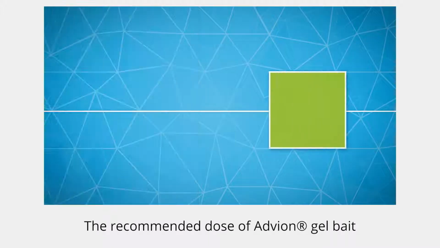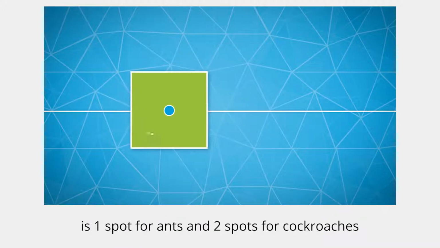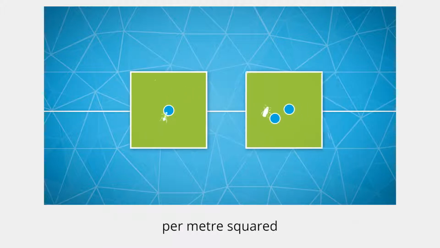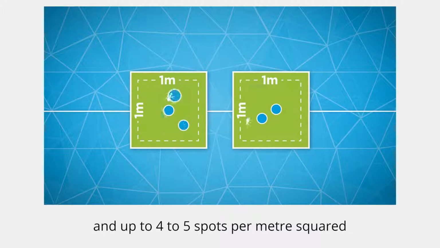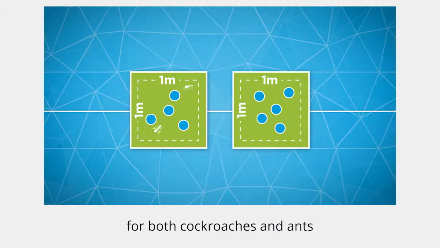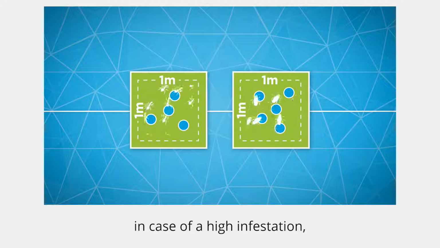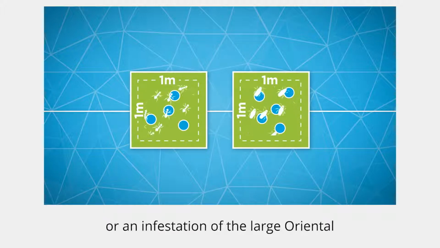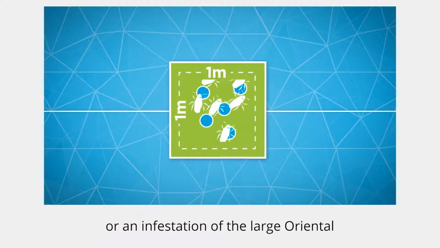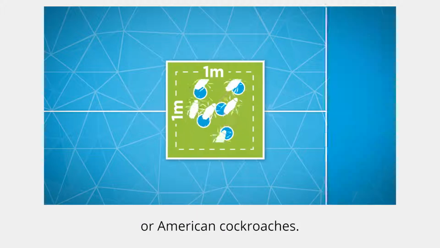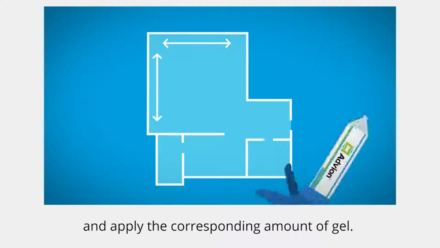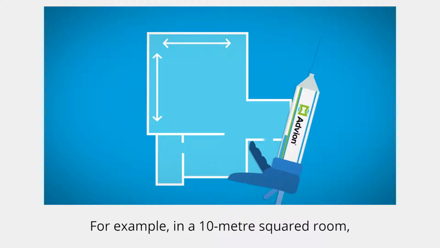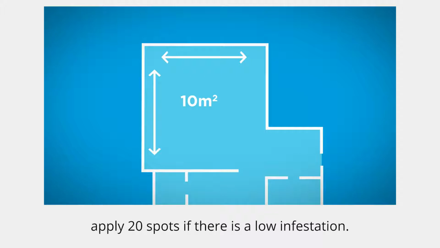The recommended dose of Advient gel bait is 1 spot for ants and 2 spots for cockroaches per metre squared for a low infestation, and up to 4 to 5 spots per metre squared for both cockroaches and ants in case of a high infestation, or an infestation of the large Oriental or American cockroaches. Measure the size of the room to be treated and apply the corresponding amount of gel. For example, in a 10 metre squared room, apply 20 spots if there is a low infestation.